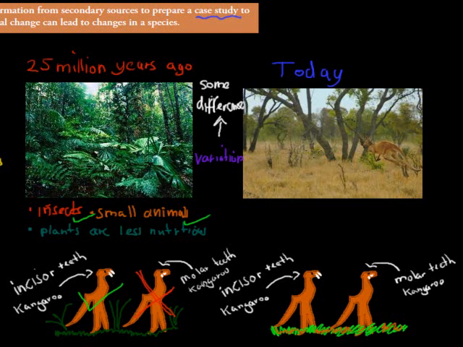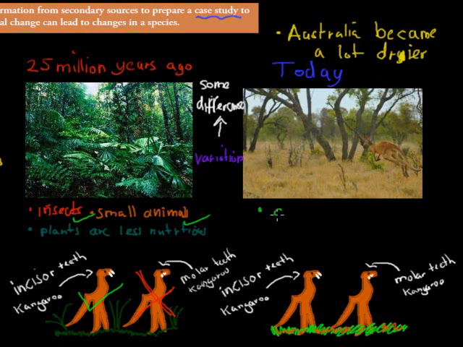But then today, because the environment changed, Australia became a lot drier. Australia became a lot drier, and because it became a lot drier, also the actual food availability changed a lot as well. And now we have a lot more grass. So grass and bushland, and less insects, less small animals for the kangaroos to eat.